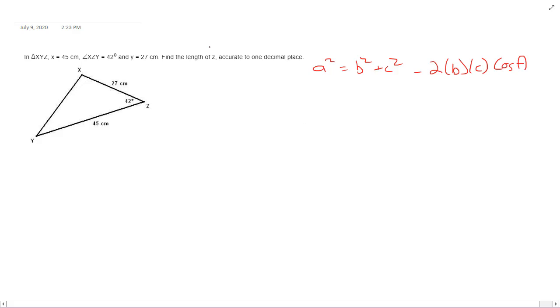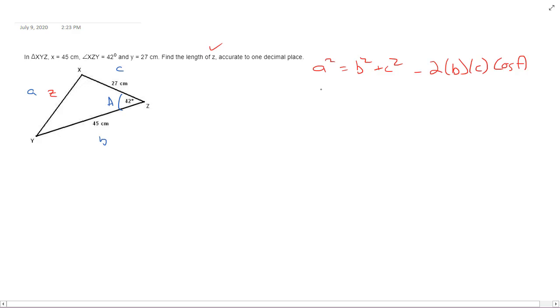In this case, we're asked to find the length of z. Z is over here. We'll let z be represented by a in the cosine law, and this can be b, this can be c, and that means that this is going to be angle A. So let's substitute in what we know.